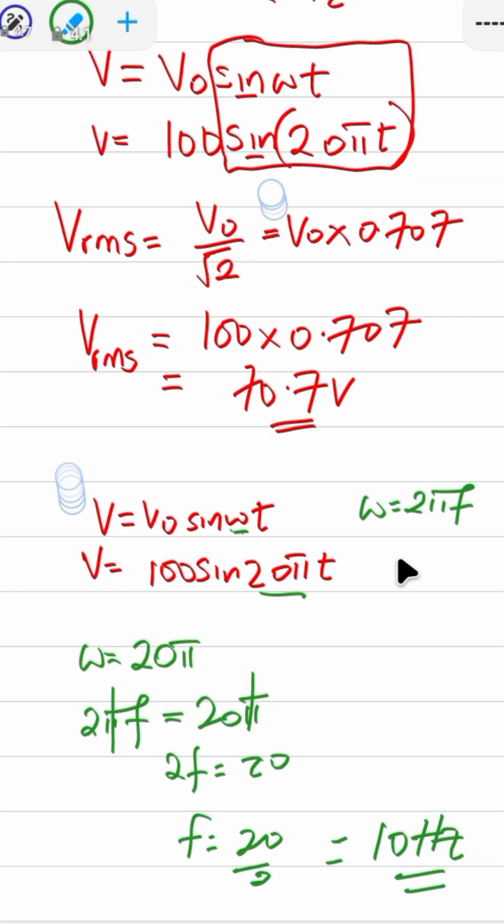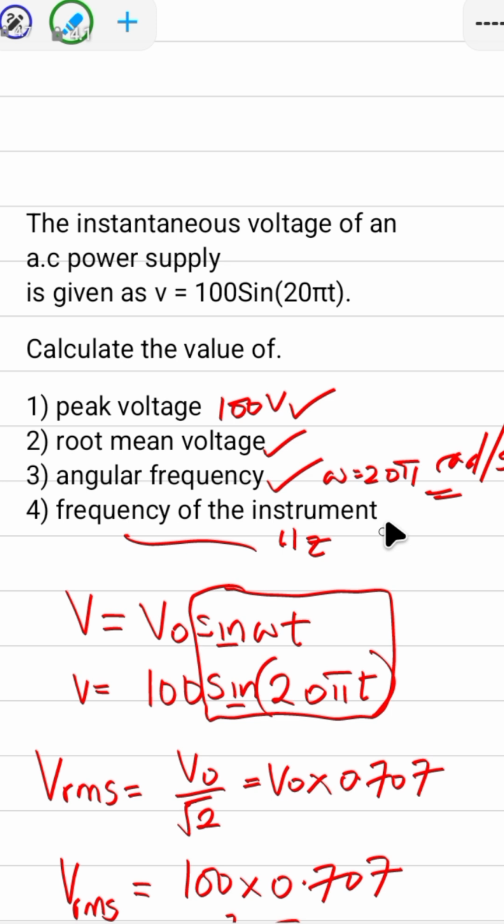So the frequency of the instrument will be in hertz. That's 10 hertz. So this last one here is 10 hertz. So I hope you understand. I'm going to move to the next part now.